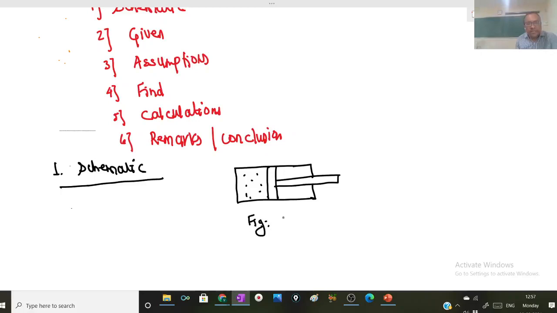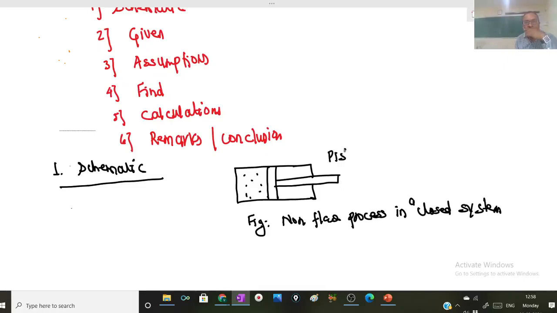Okay. So I can say the title of this figure: non-flow process in a closed system, piston cylinder arrangement. So step number 1 is over.